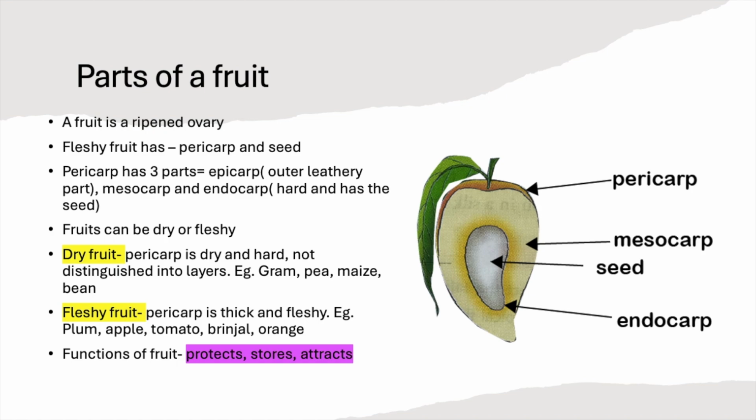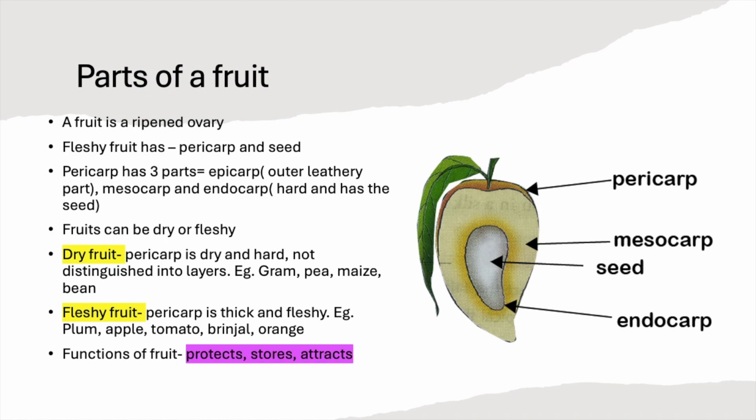Now, in dry fruits, the pericarp is dry and hard, and they are not distinguished into three layers. Example: gram, pea, maize, and bean. In fleshy fruits, the pericarp is nicely developed and fleshy and thick. Example: the plum, the apple, tomato, brinjal, orange.